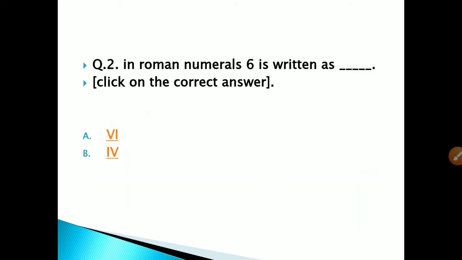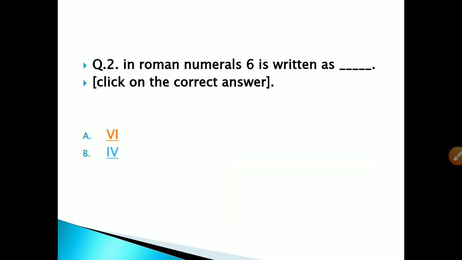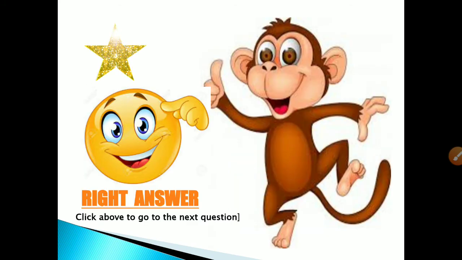Question number 2. In Roman numerals, 6 is written as option A, VI, option B, IV. Option B is the correct answer. Okay, let's see. No, it's wrong answer. Option A is the correct answer. Yes.